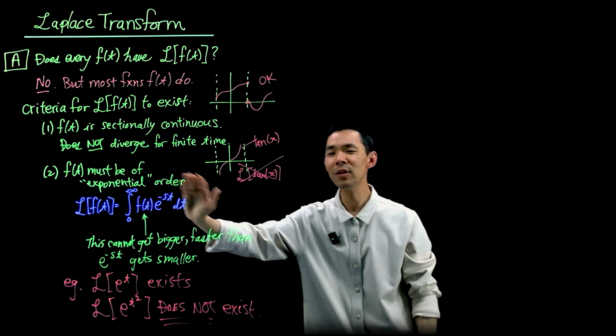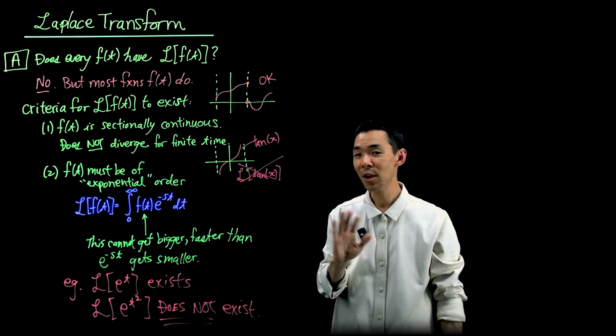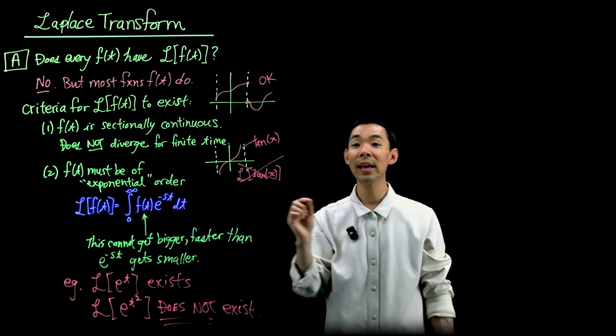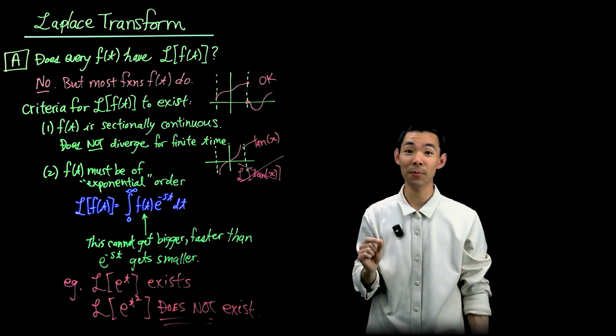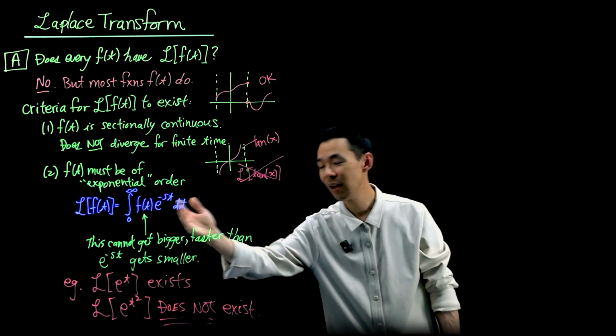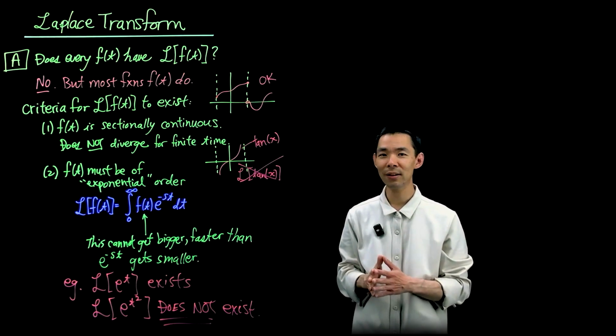It basically says you need to be able to perform this integral. If this integral gives you infinity, you're not making any progress. So you must be able to perform this integral that gives you some finite value. And to do that, your function cannot get bigger faster than the thing that you're multiplying and slapping it with. Okay, that's criterion number 2.